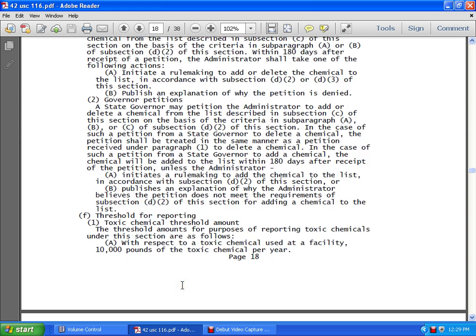F. Threshold for reporting. 1. Toxic chemical threshold amount. The threshold amount for the purposes of reporting toxic chemicals under this section is as follows: with respect to a toxic chemical used at a facility, 10,000 pounds of the toxic chemical per year.